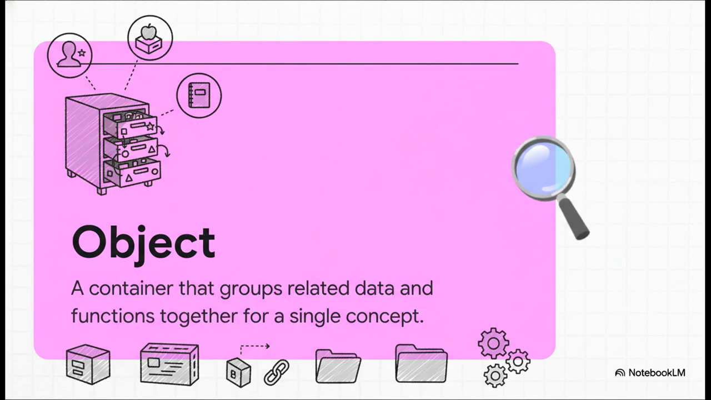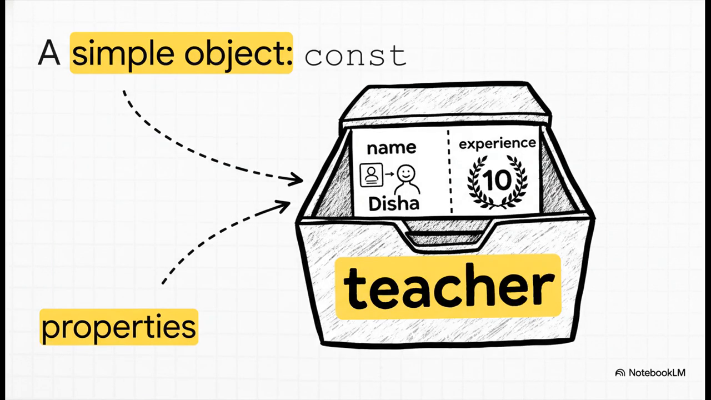So what is an object really? The best way to think about it is like a digital filing cabinet. Seriously, it's just a container that's designed to hold all the related info and actions for one single thing, like a user, a product, or, like we're about to see, a teacher. And here's what one looks like out in the wild. We've made a teacher object. Inside this little container, we've got two pieces of information, and we call these properties. We have a name, which is Disha, and experience, which is 10. See? It's just a simple, super organized package for everything about this one teacher.